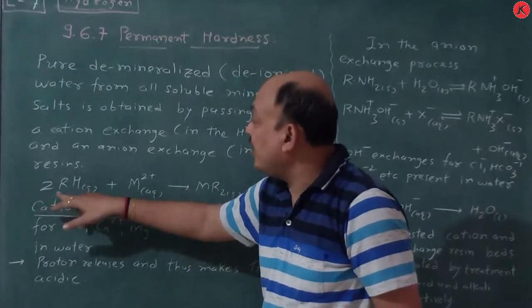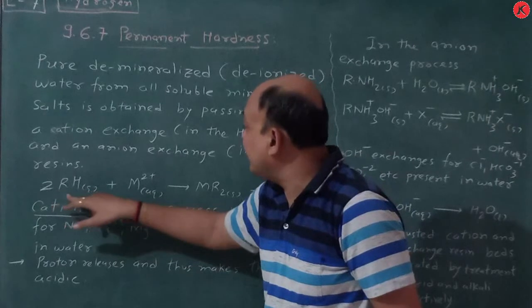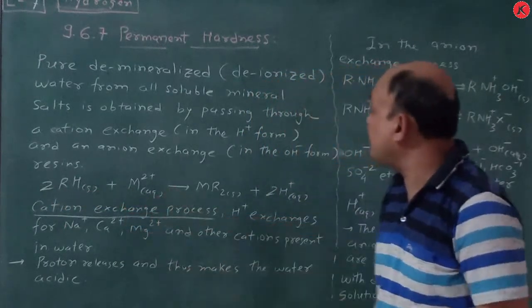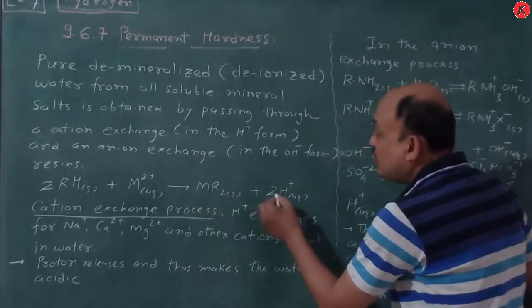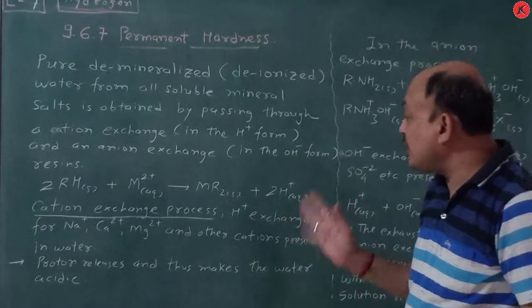So it's produced here: alkyl, or say 2RH solid. So this is, we can say, alkyl from resins plus M+2 aqueous. So this M+2 aqueous is MR2 solid plus twice H+. That means H+ is free. H+ is free. Remember.